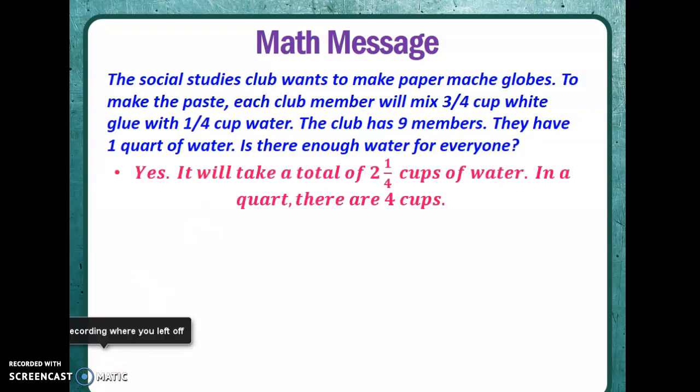Okay, hopefully you figured out that yes, there will be enough water, and it'll take a total of 2 1/4 cups of water. In a quart, there are 4 cups. Something that you did not need to know to solve this question is how much white glue they would need. You really only needed to know how much water.